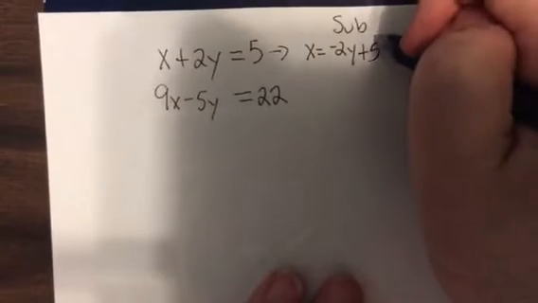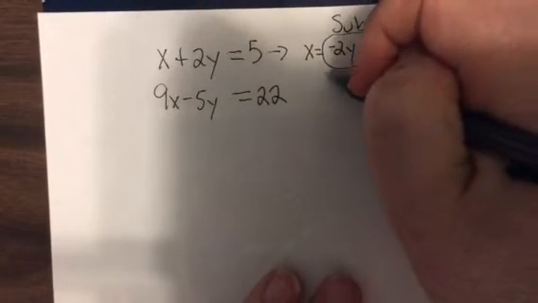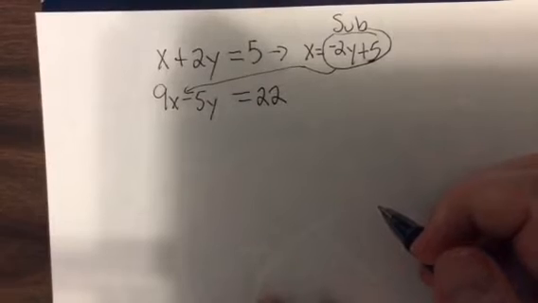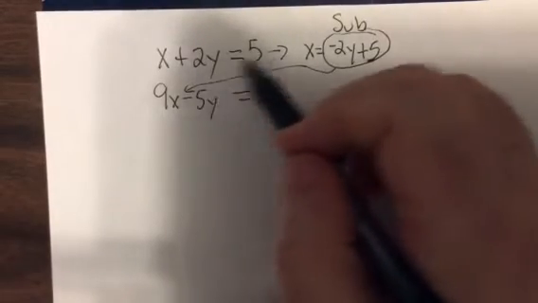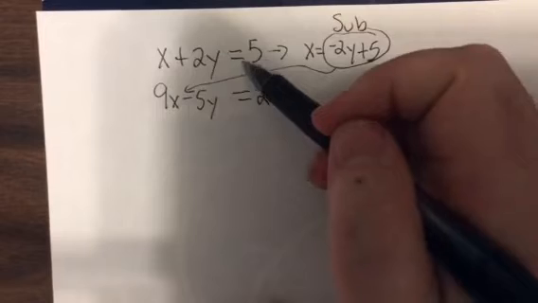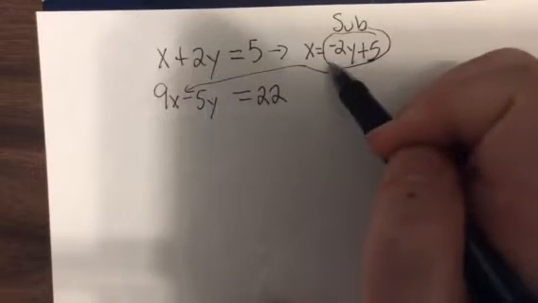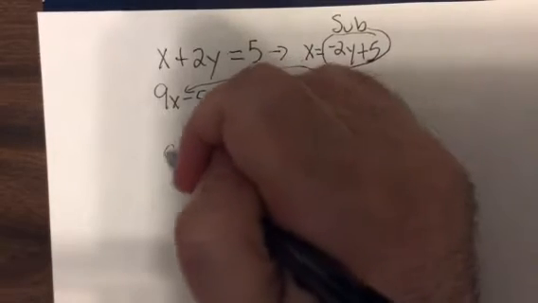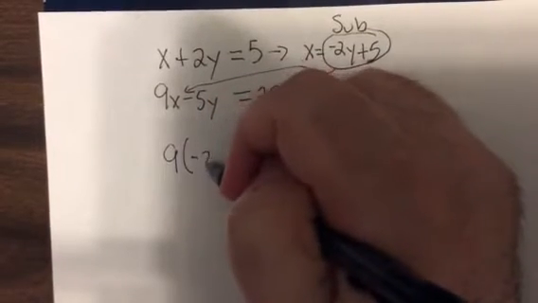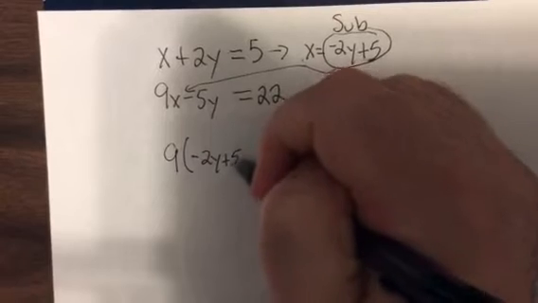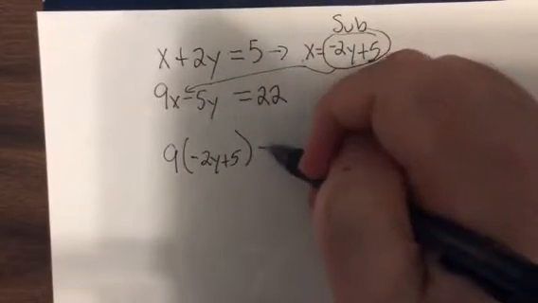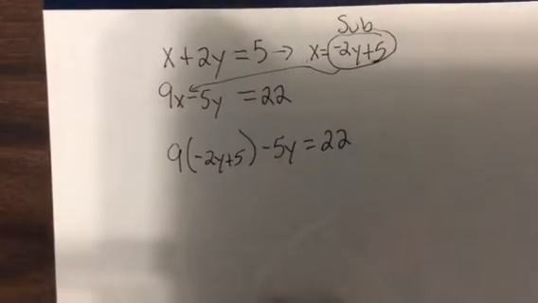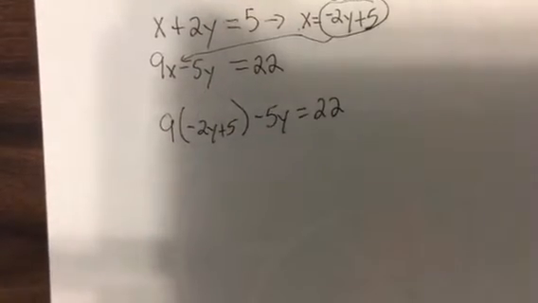Then I'm going to take this information and put it into the other equation for x. So I'm finding the rule for this and forcing the other one to have the same rule, that x is minus 2 times y plus 5. So you go 9 times minus 2y plus 5, minus 5y equals 22. Now this I shouldn't even have to talk about.